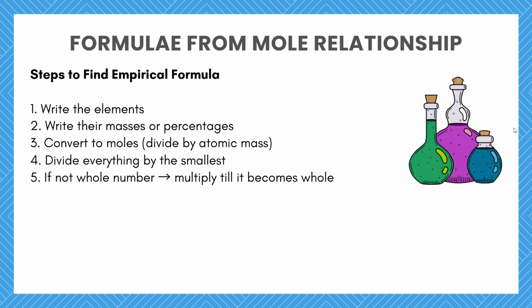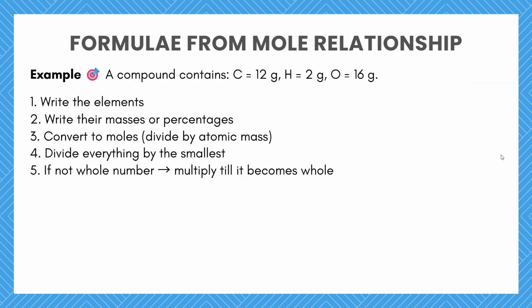Step number 1, we write the elements. Step number 2, we write their masses or percentages. Step number 3, we convert to moles, divide everything by the smallest, and if it's not a whole number, that's our result. We multiply till it becomes whole. Now, enough talking, let's go into the practical session where we deal with a number of questions.